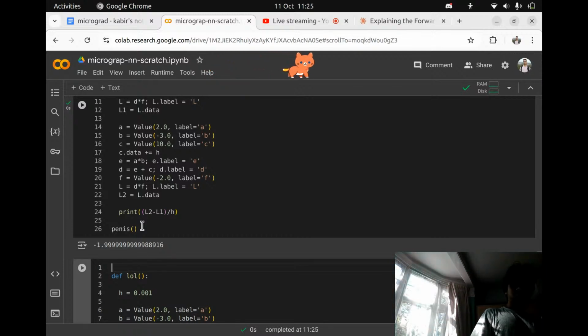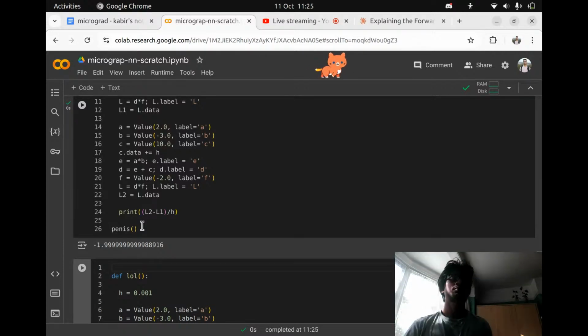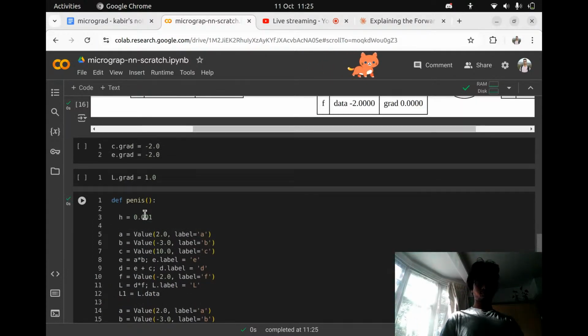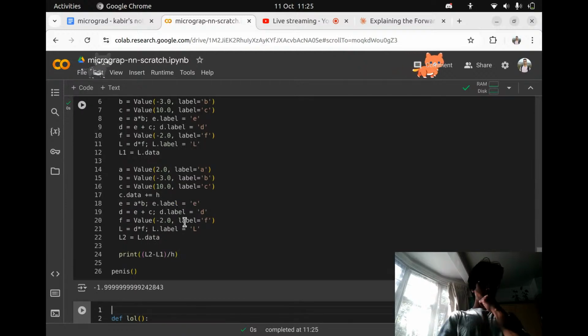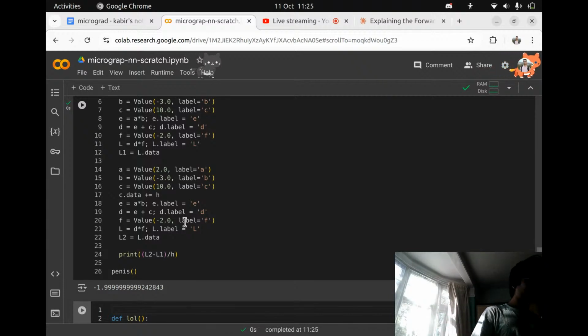Right? And this would be measuring the derivative of L with respect to a. So here, this will be L2. And then we want to print that derivative. So print L2 minus L1, which is how much L changed, and then normalize it by h. So this is the rise over run.